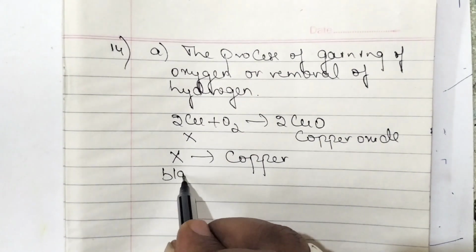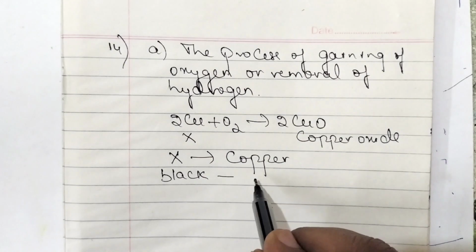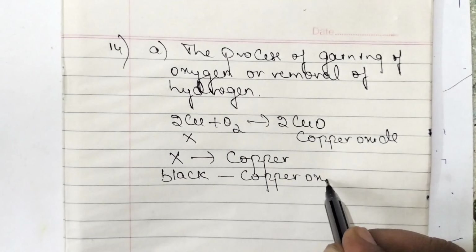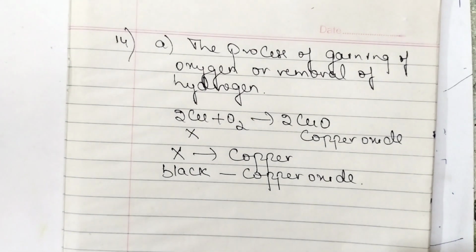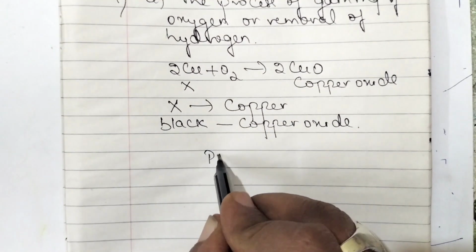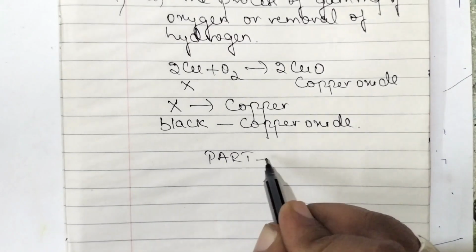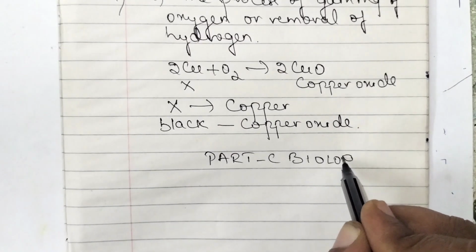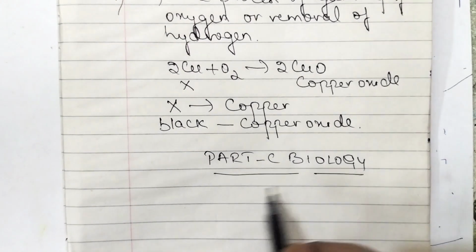So what is the name of the black colored compound? The name of the black colored compound is copper oxide. So copper oxide is a black colored compound. So like this we have to answer this chemistry part. So next let us move to the next part, that is part C, biology. So let us answer part C, biology. Let us answer the first question of biology.